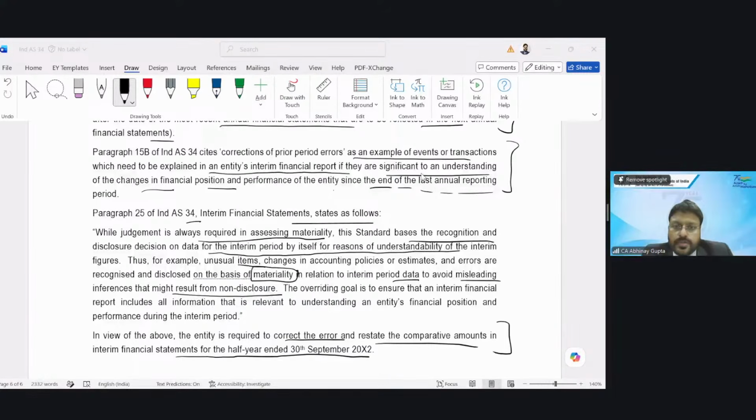So Ind AS 1 drives the presentation requirements for the complete set of financial statements. Ind AS 34 drives the minimum presentation requirements for the condensed financial statements for interim financial reporting. That is one, right? What else?